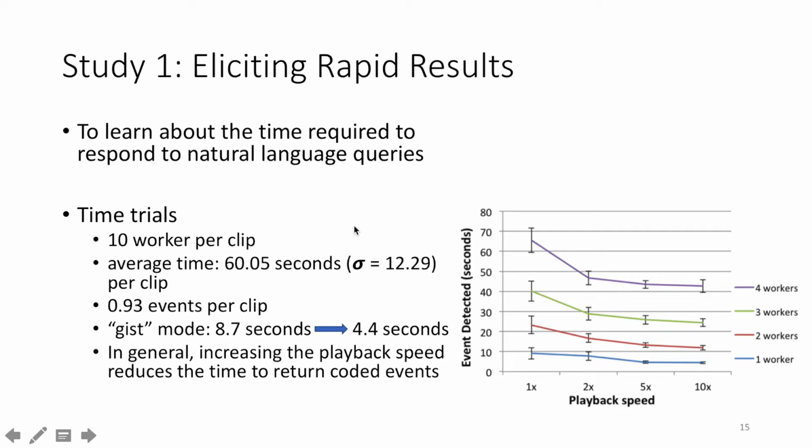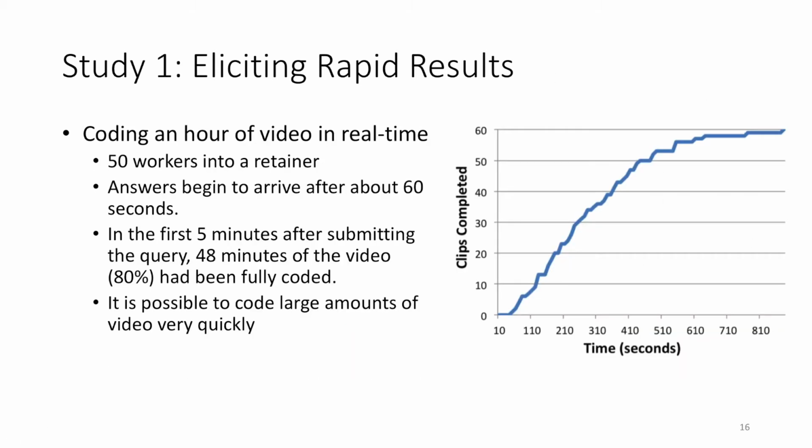So in general, increasing the playback speed will reduce the time to return coded events, as you can see in the graph here. Then we set the playback rate to 2 times speed and perform a full coding of the start and end times for all occurrences of eye contact. We hire 50 workers into a retainer. Answers begin to arrive after about 60 seconds. And in the first 5 minutes after submitting the query, about 80% of the video had been fully coded. So the result shows that it's possible to code a large amount of video very quickly if enough workers are recruited.